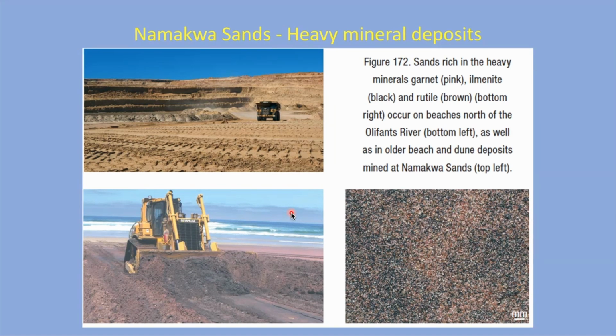If you go to the north of the Olifant's river mouth, you'll get to Namaqualand Sands, which is a big open pit mine. And what they're mining there are what are called heavy minerals. And these consist of things like garnet, which is pink. That's what gives it this sort of rosy pink color. Ilmenite, which is black, and rutile, which is brown. And it occurs on the beaches. Here's a bulldozer actually bulldozing a beach deposit. And it also occurs up on the bluff in these thicker deposits that are being actively mined. So that's a major mineral resource on the West Coast.